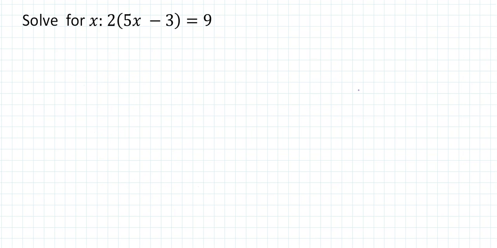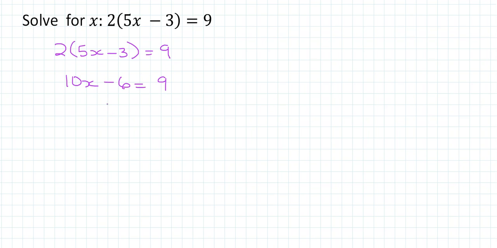And finally, we have 2(5x - 3) equal to 9. I'm going to first write out the equation: 2(5x - 3) equal to 9. So we need to distribute, isolate, solve. Distribute, so 2 multiplied by 5x is 10x. 2 multiplied by negative 3 is negative 6, which is equal to 9.